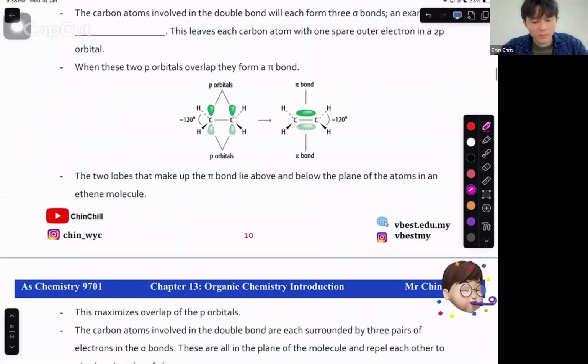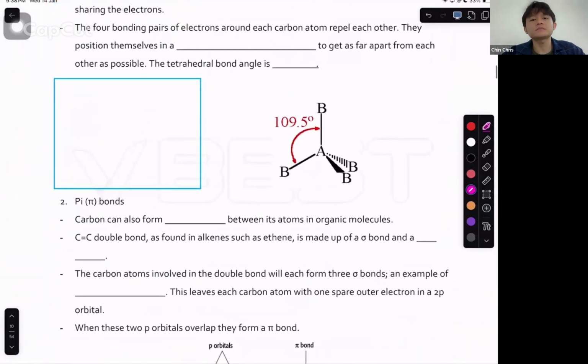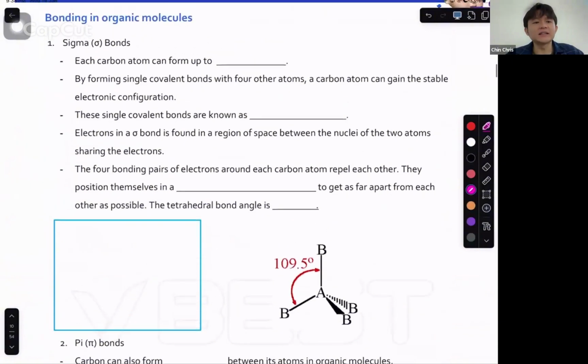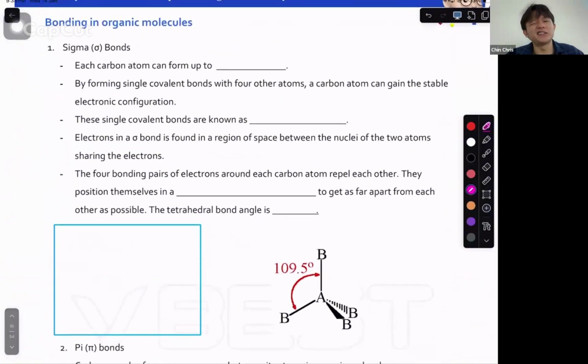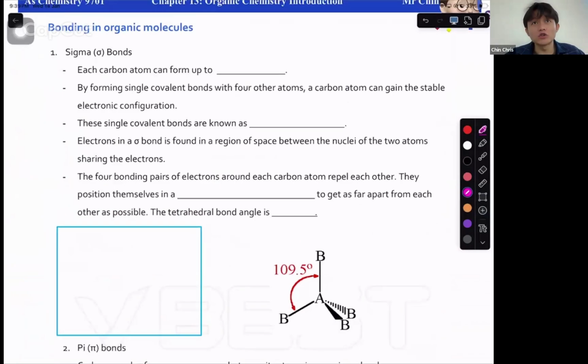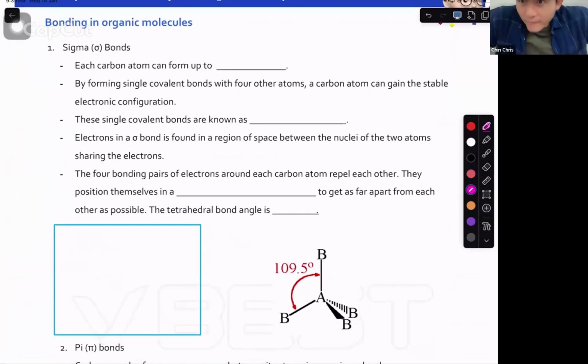And I want you guys to look at page 10. Yeah. Page 10, before it, I'll give you guys a 5 minute break. Is that okay? 3 to 5 minutes break. I'm going to go to the washroom. Okay, so 3 to 5 minutes break. Let's go.